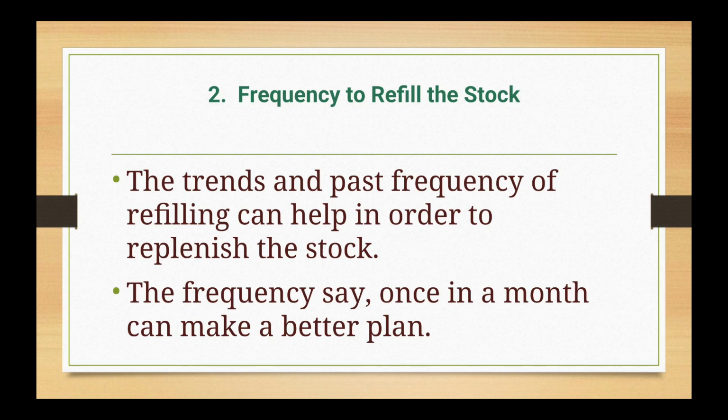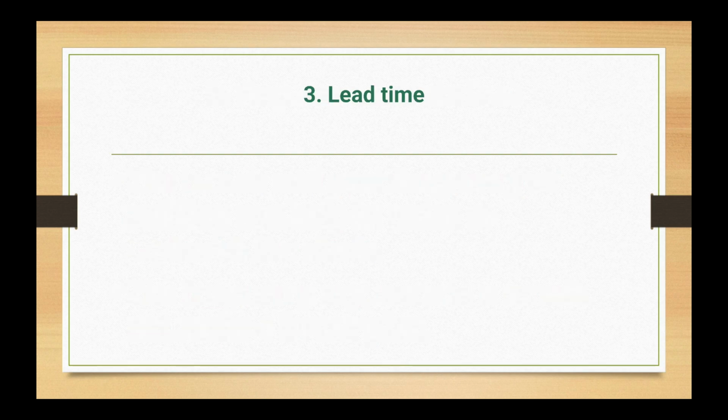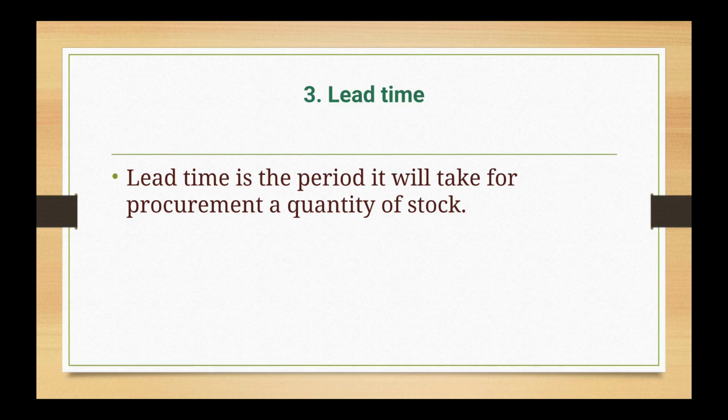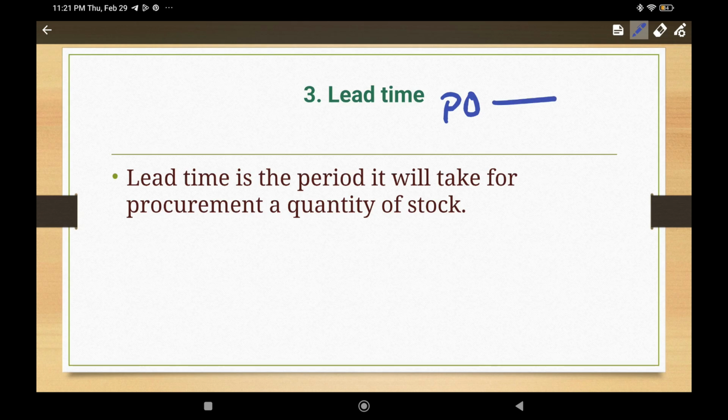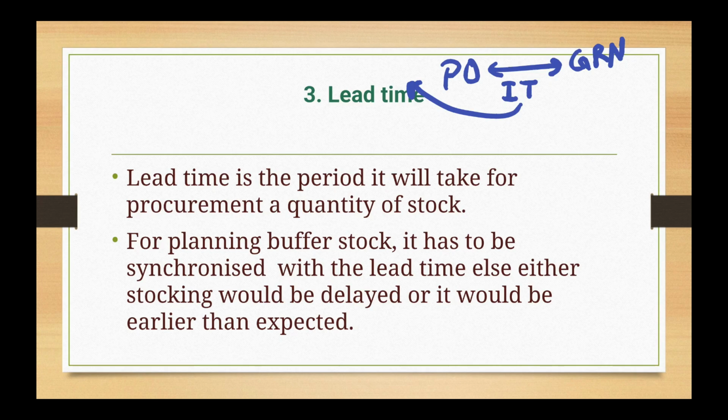So the drug forecasting should be of the previous 3 years in a quarterly manner. It will be easier for calculation, which we used to do in our institution. Now lead time. Lead time is a very important thing. Lead time is the period it will take for procurement of a quantity of stock. As I told before, when I made the purchase order, the PO, and when I made the GRN, or goods receipt note, the intermittent time in between is called the lead time, simply.